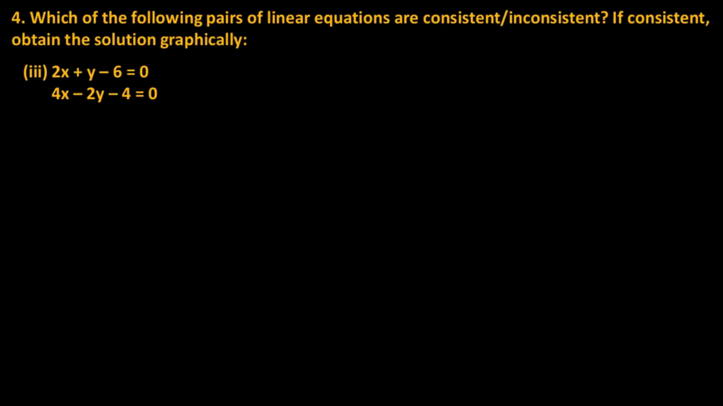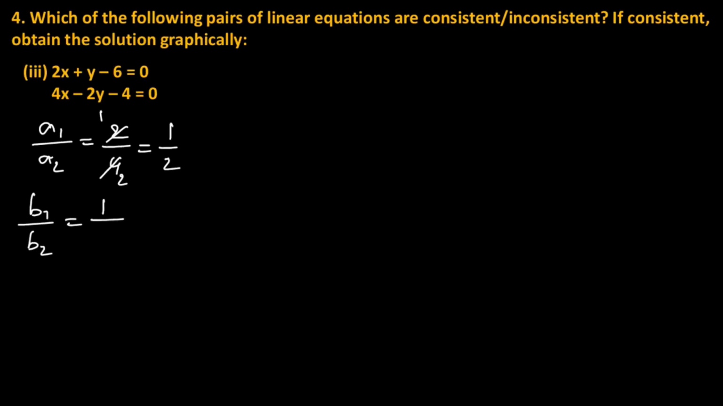2x plus y minus 6 is equal to 0. 4x minus 2y minus 4 is equal to 0. A1 by A2 is equal to 2 by 4. If you cancel this, it is equal to 1 by 2. B1 by B2 is equal to 1 divided by minus 2, which is also equal to minus 1 by 2. Here only we can say that A1 by A2 is not equal to B1 by B2.